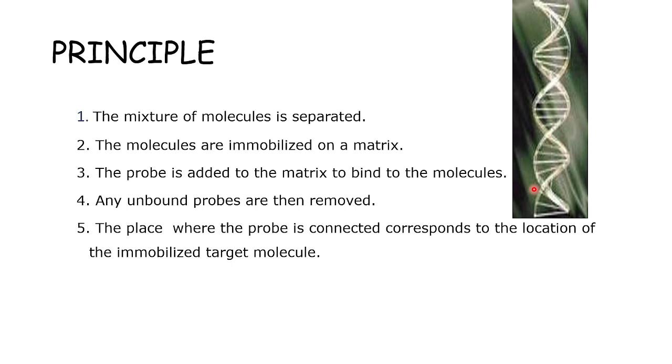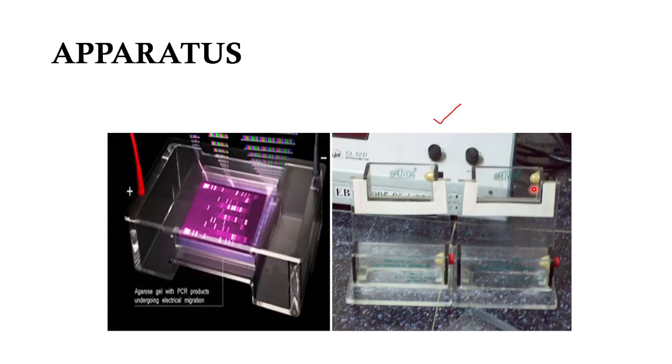So the principle behind Southern blotting was that a mixture of molecules is separated and immobilized on a matrix. The probe is added to the matrix to bind to the specific DNA in the specific region, and then you wash the membrane, that is the matrix, to remove any unbound probes or unbound molecules. The place where the probe is connected corresponds to the location of the immobilized target molecule.